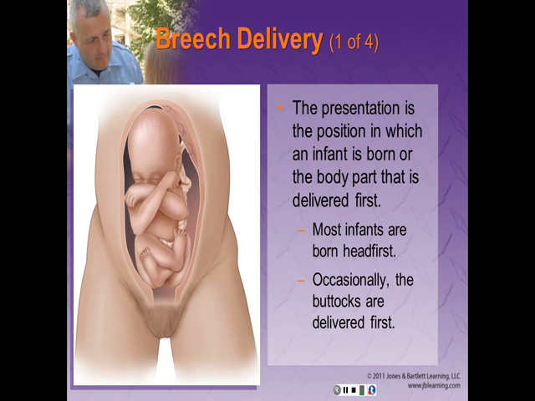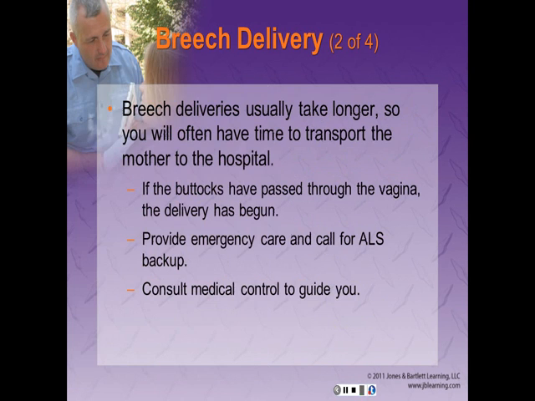Complicated delivery emergencies. Breech. The presentation is the position in which an infant is born or the body part that is delivered first. Most infants are born head first, and this is called vertex. Occasionally, the buttocks are delivered first, and this is called a breech. The infant is at great risk for trauma from the delivery, and prolapsed cords are even more common in a breech delivery. Breech deliveries usually take longer, so you will often have time to transport the mom.